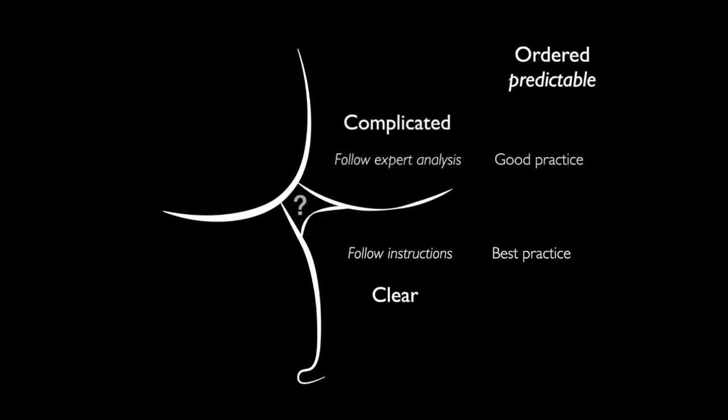In the complicated domain, sometimes it's really harder to figure out what the cause and effect is and how to do what you need to do to make something happen. This is where you might need to call in experts and have expert analysis to figure out where to go next. But with that kind of support, you can figure out the best way to do stuff. And again, there is a cause and effect. So if you figure it out and you do it, you'll get to the desired place.